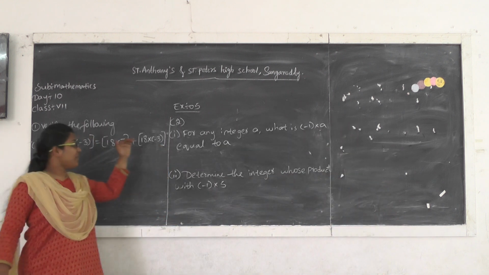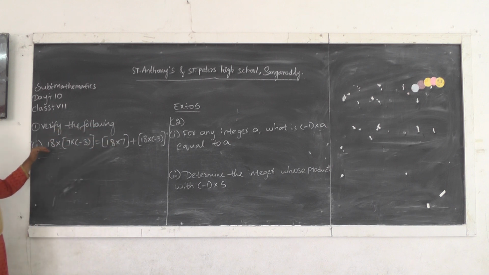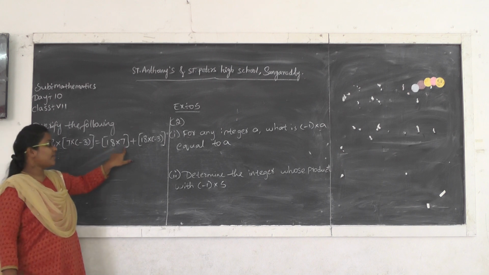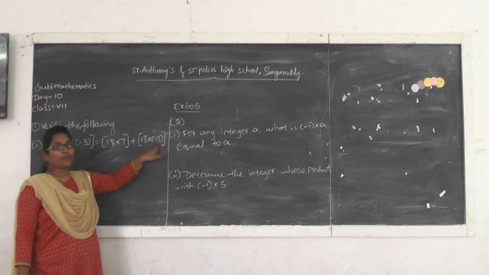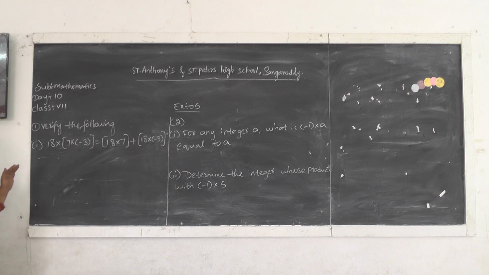In Exercise 5, first bit, verify the following. What is the first question? 18 into (7 plus minus 3) equal to 18 into 7 plus 18 into minus 3. This is the question. We have to solve this by using the property and verify whether LHS is equal to the RHS or not.